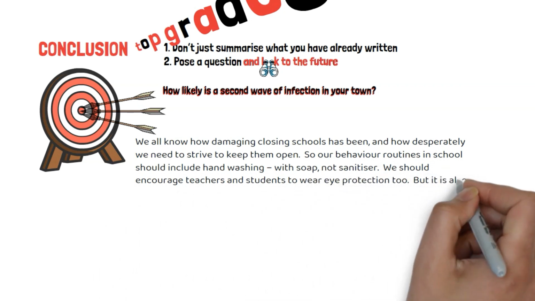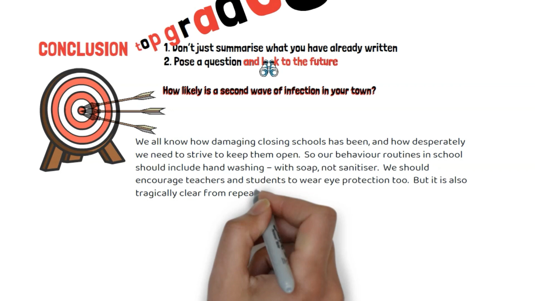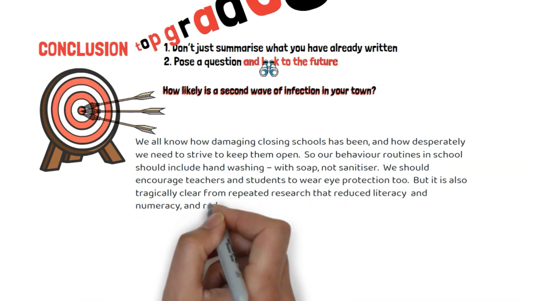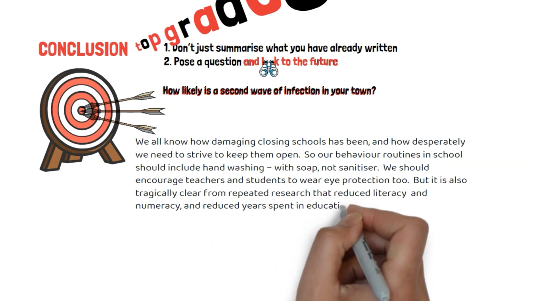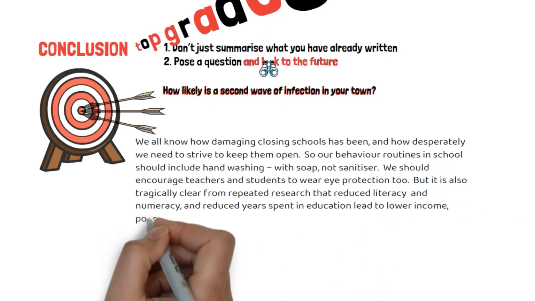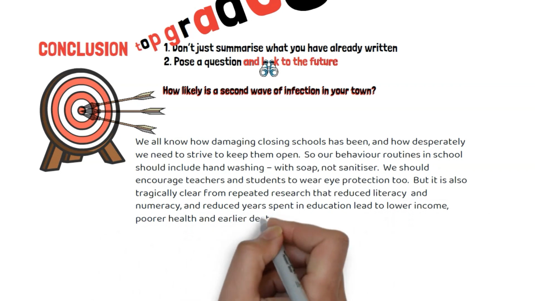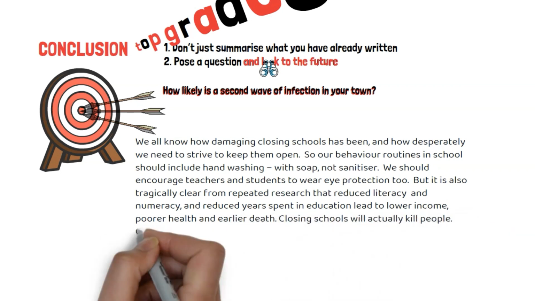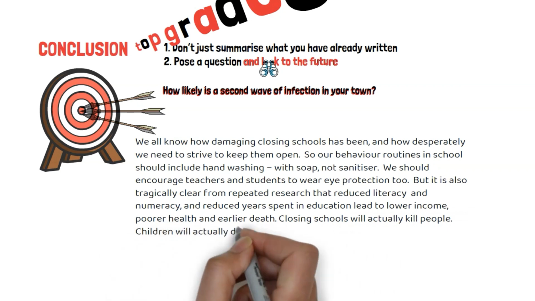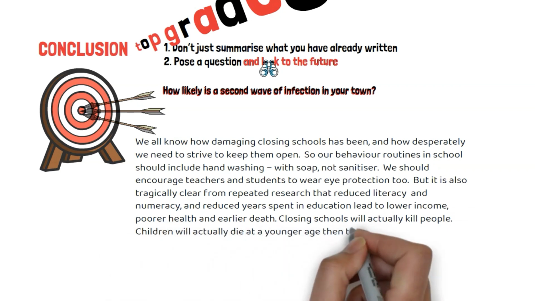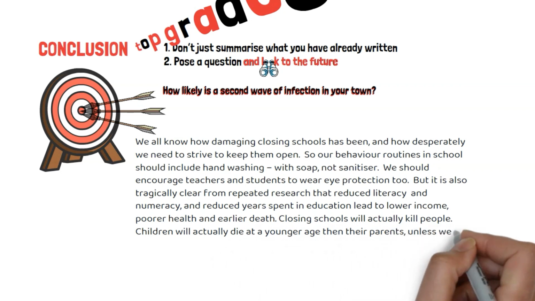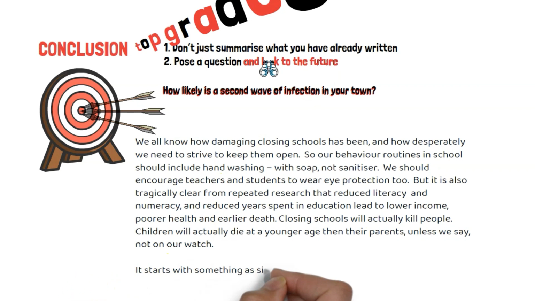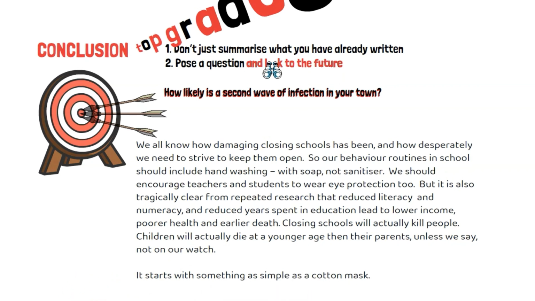But it is also tragically clear from repeated research that reduced literacy and numeracy and reduced years spent in education lead to lower income, poorer health and earlier death. Closing schools will actually kill people. Children will actually die at a younger age than their parents, unless we say, not on our watch. It starts with something as simple as a cotton mask.